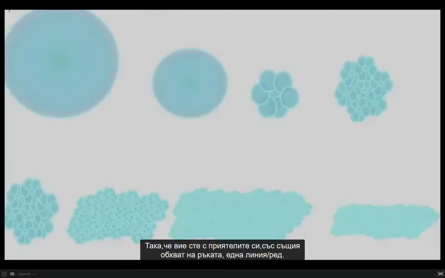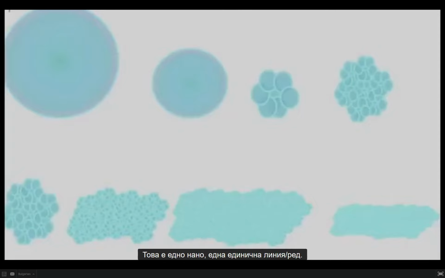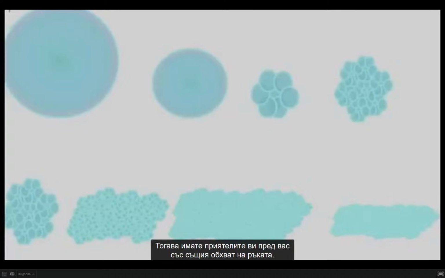So you are with your friends, arm to arm with you, in 1 line. This is 1 nano, 1 single line. Then you have your friends in front of you with the same span of arm. They are 1 layer themselves because they're in 1 line. That's why we call it a layer. Layer means 1 line, 1 sheet, in 1 uniformity in the spread.